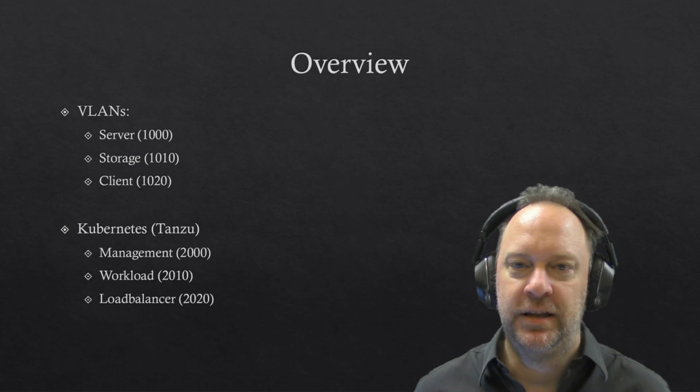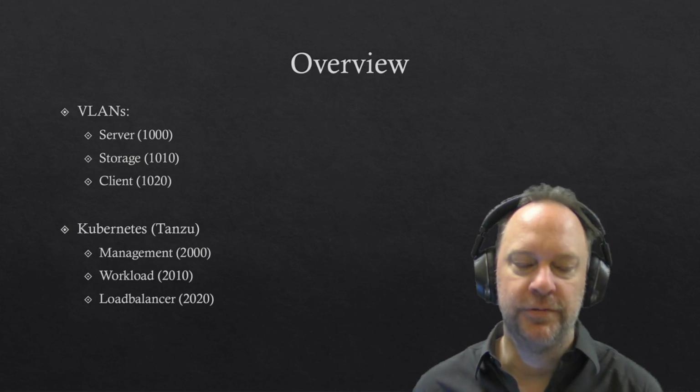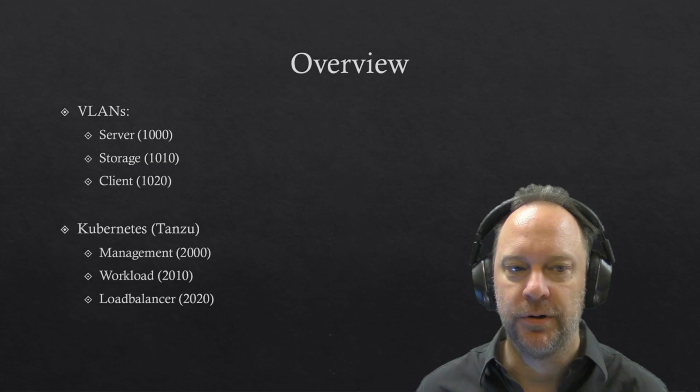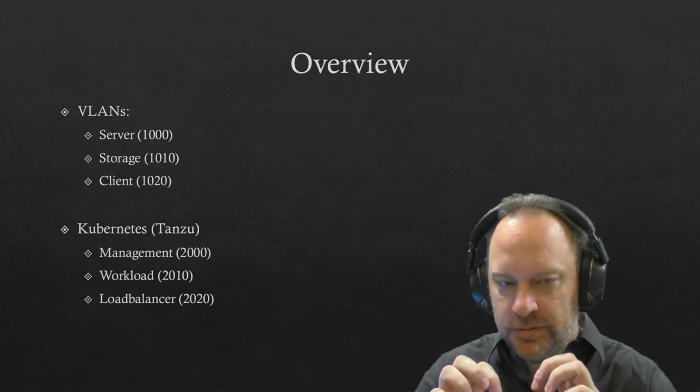But you want to use VLANs eventually because it helps you to keep things organized. And you can see what we're doing here. We've got a server network, a storage network, a client network. And they're going to have machines living on each of these VLANs, kind of separated by purpose.